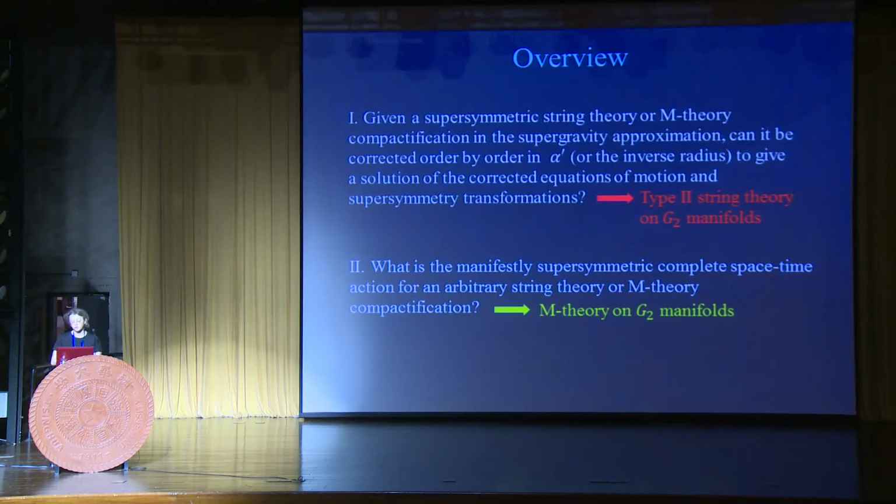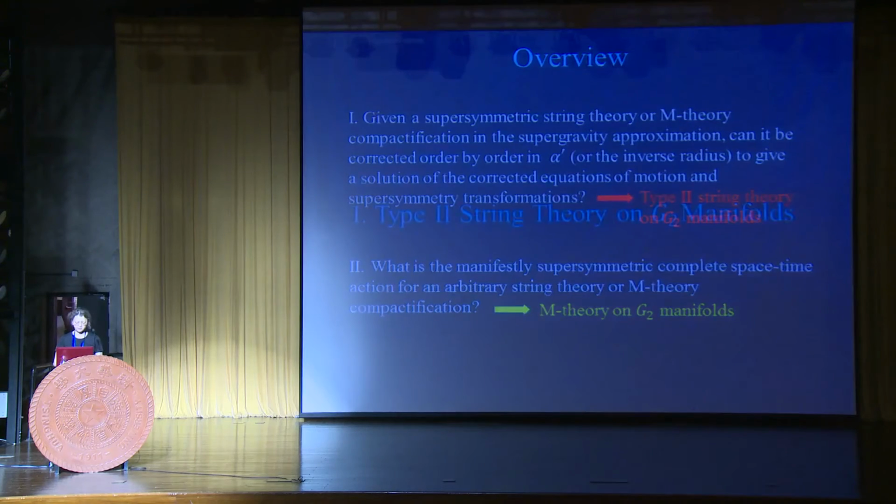By compactifying on a G2 manifold, we obtain N equal to 1 supersymmetry in 4 dimensions, which is a very standard type of supersymmetry. But the techniques and the ideas I'm going to present can then be generalized to all possible string theories and compactified maybe to all possible dimensions. So let's start with the first point.